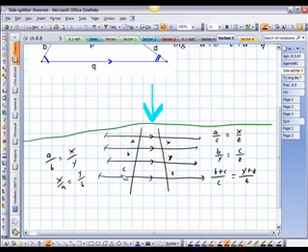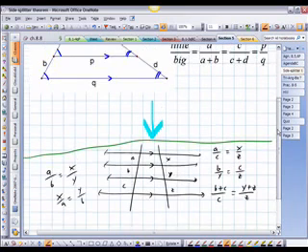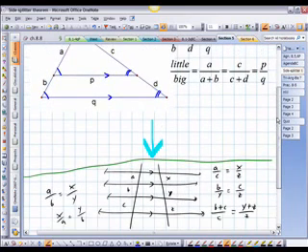A over C, so top and bottom, equals X over Z, top and bottom. B over Y, so left to right, equals C over Z, left to right. B plus C over C equals Y plus Z over C. So this is one set of proportions that we can set up with parallel lines.